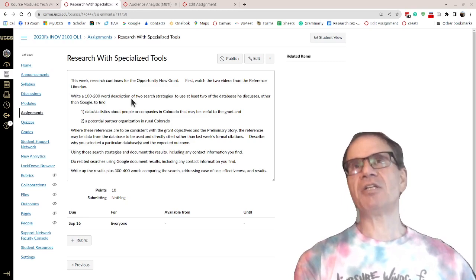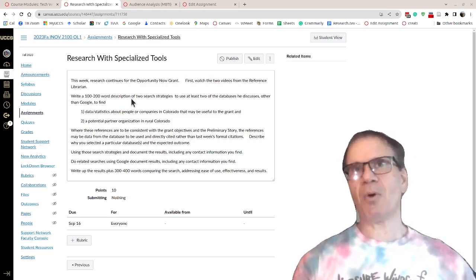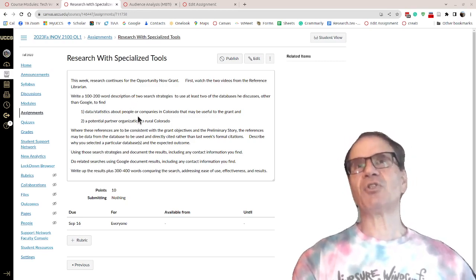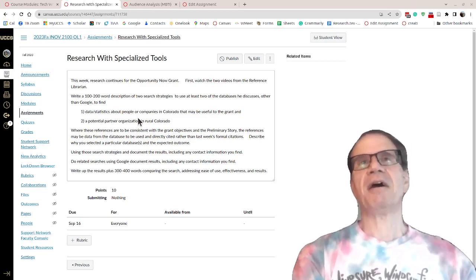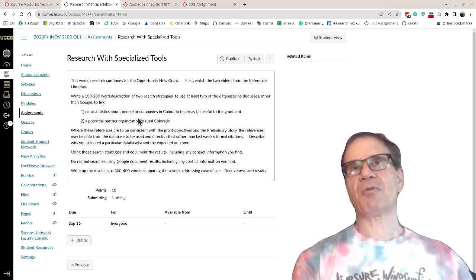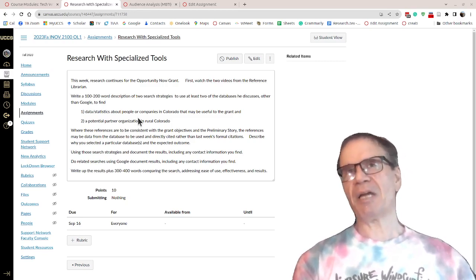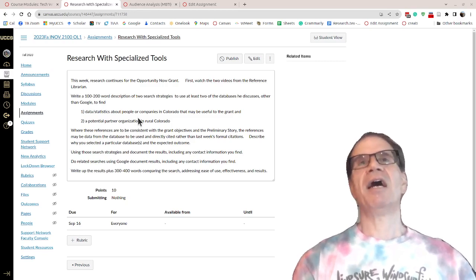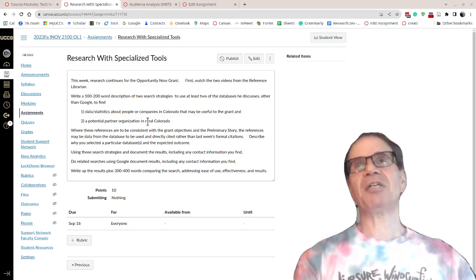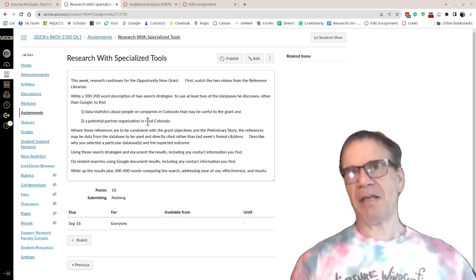You're going to have 2 strategies that use at least 2 different databases. You don't have to apply each strategy to each. So it can be, here's a strategy for this data set, here's a strategy for that data set. But I want you to do search strategies for 2 different things. The first is to find data, statistics about people or companies in Colorado that could be useful to the grant. Our grant is about helping people, so we should know some stuff about helping people or helping companies, either one or both. The second goal is to find potential partner organizations in rural Colorado, because that's one of the focuses of the grant.